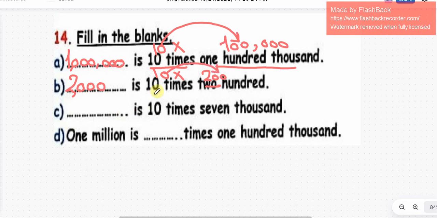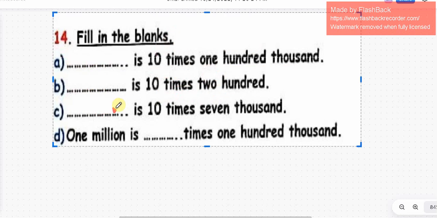Another one, which number is 10 times 7,000? I'm gonna write it up like this. Then take this zero, put it here, will be 70,000.